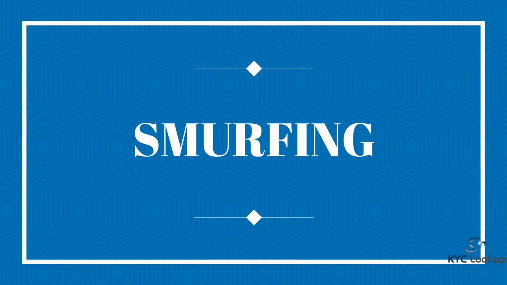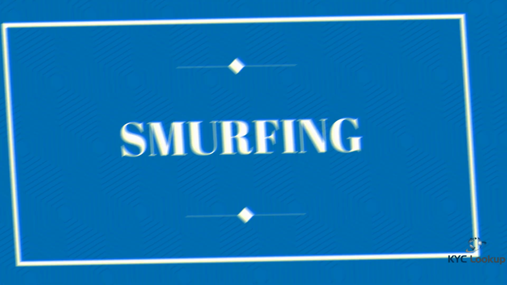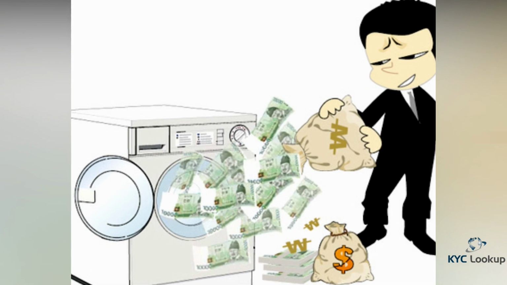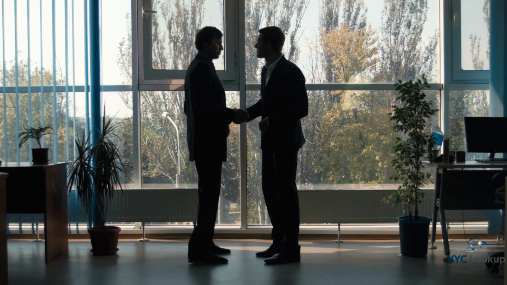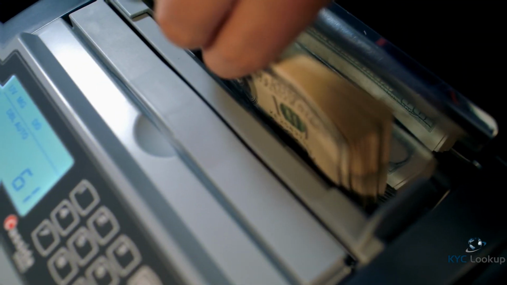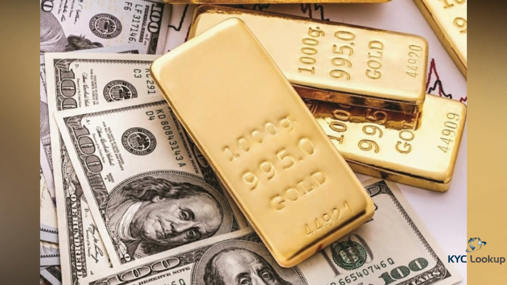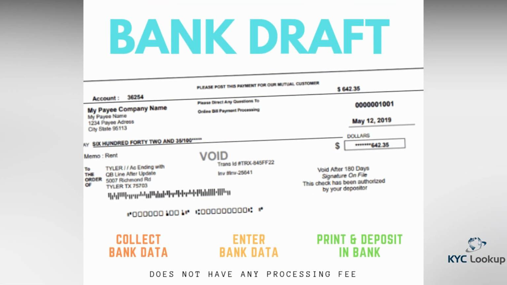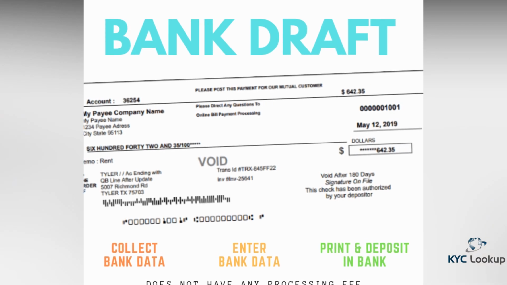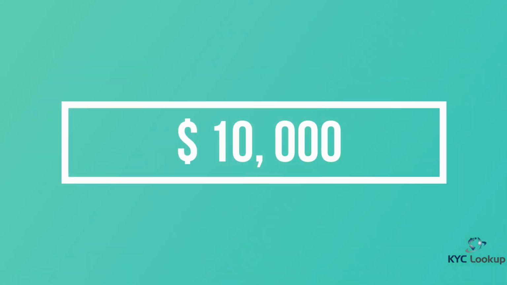The first in the list is Smurfing. A commonly used money laundering method, Smurfing involves the use of multiple individuals and/or multiple transactions for making cash deposits, buying monetary instruments, or bank drafts in the amounts under the reported threshold, normally around $10,000.